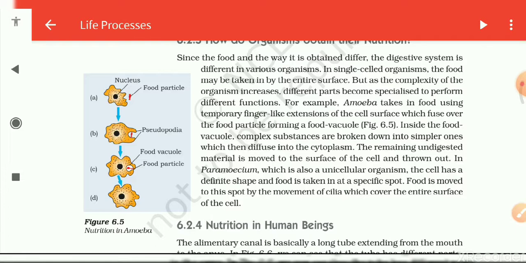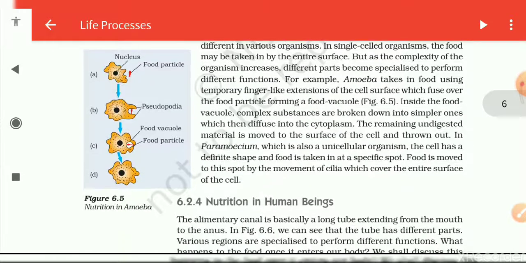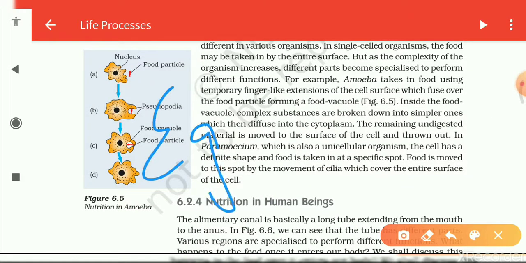Okay students, then the fourth point. First one is ingestion, digestion, absorption, fourth is assimilation, and fifth point is egestion. Egestion is when the food is not digested inside your body, and the undigested food comes out through the anus. That is called egestion. So these are the different steps in the nutrition of animals.